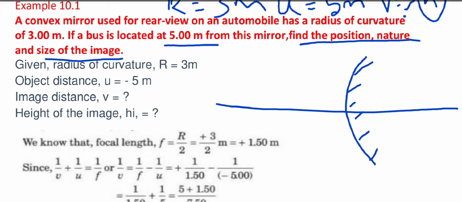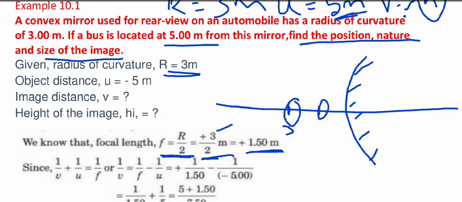So what is the radius of curvature they have given? 3 meter. We know that focal length, that is f is equal to r by 2. So r is 3 divided by 2. So focal length will be 1.5 meters. So this is 1.5 meters focal length, and if I double it, it will be radius of curvature, that is 3. So focal length is 1.5, that is center of curvature, radius of curvature is 3.